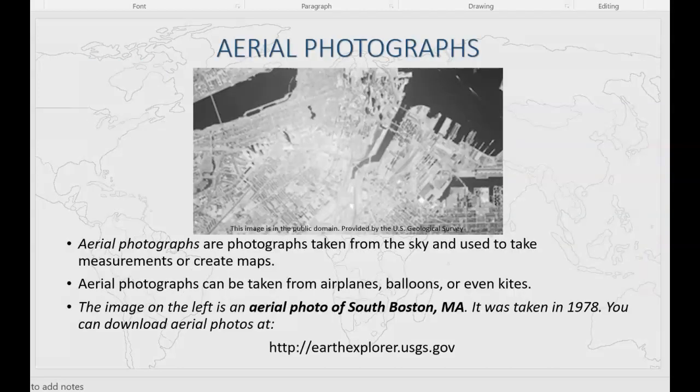Aerial photographs. Aerial photographs are photographs that are taken from the sky. We use these photographs to take measurements or to create maps. Usually they're taken from airplanes, balloons, or even kites. Here you can see an aerial photograph of South Boston, Massachusetts. It's from 1978.